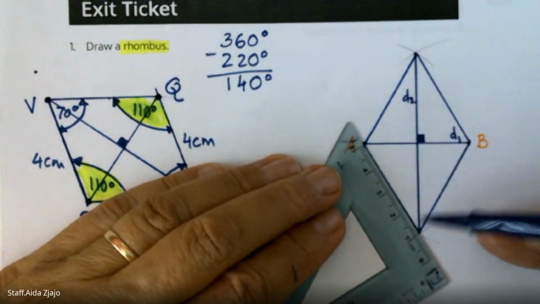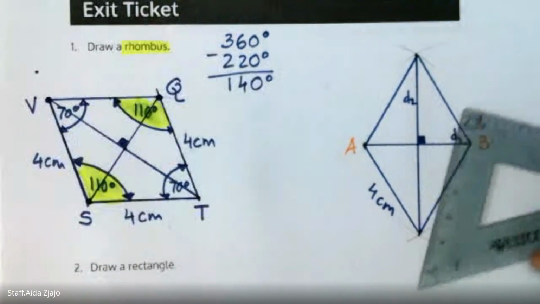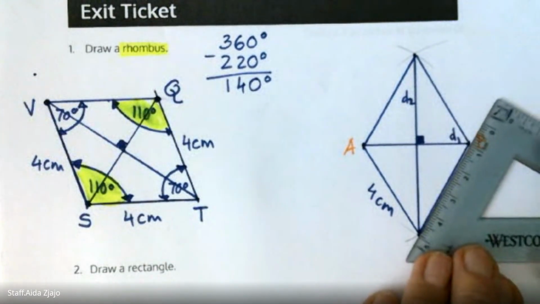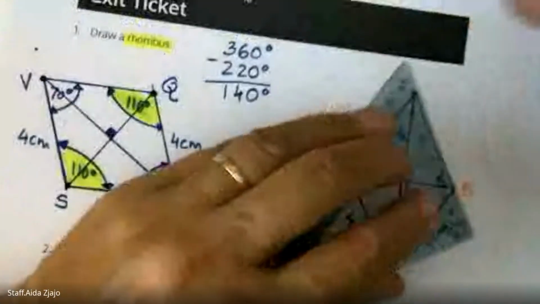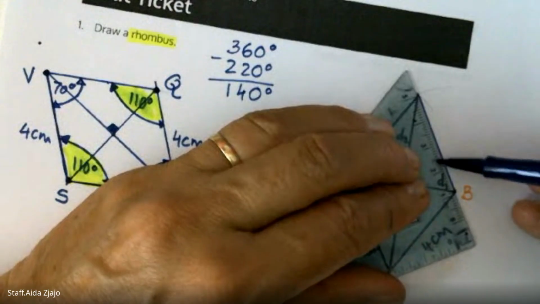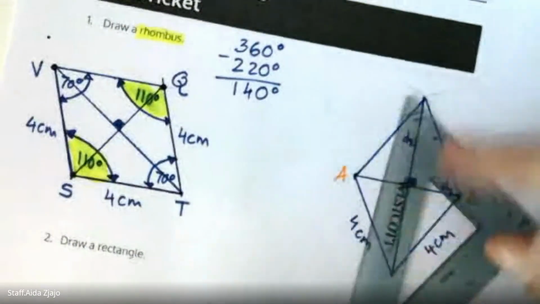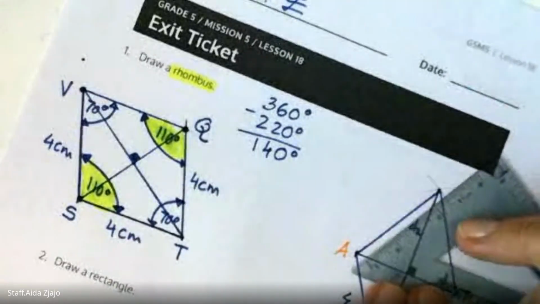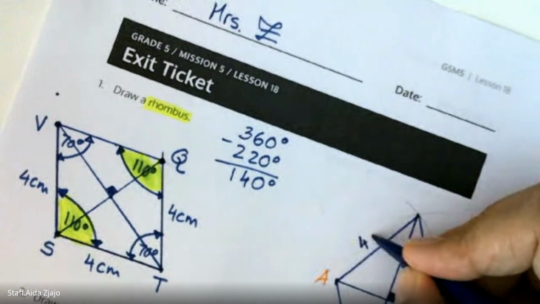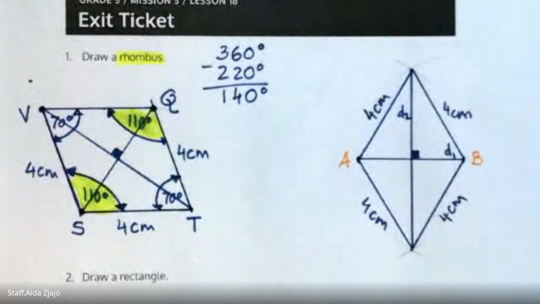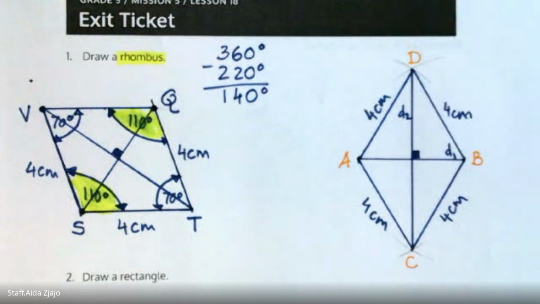So this is 1, 2, 3, 4 centimeters. This is 4 centimeters. This one is 1, 2, 3, 4 centimeters. And then this one is also 4 centimeters. Here, look. 1, 2, 3, 4 centimeters. So now A, B, C, D. Okay. I also can figure out the angles.